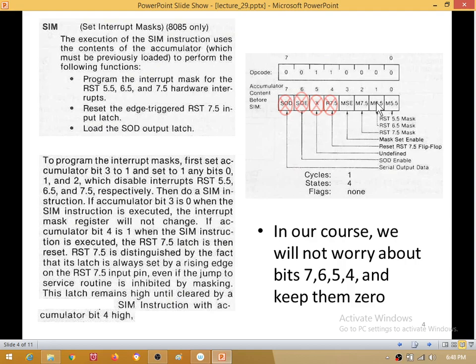Similarly, if you want to mask RST 5.5, then obviously here also you will have to write a 1. Please make sure that whenever you are using this particular binary notation, to mask any of these three interrupts, the mask set enable is also made to be a 1.